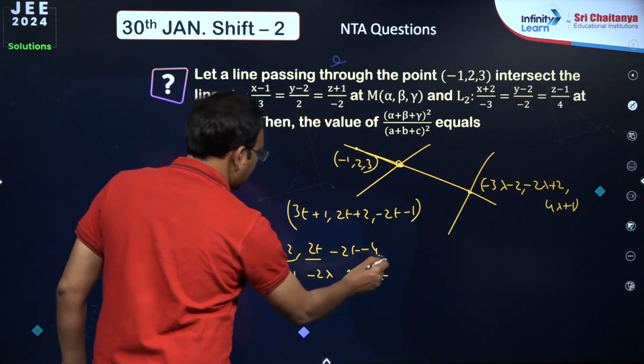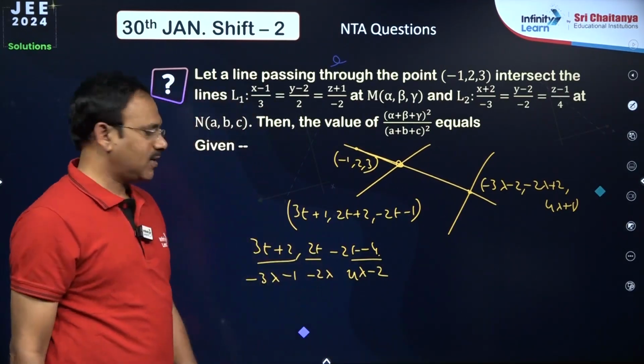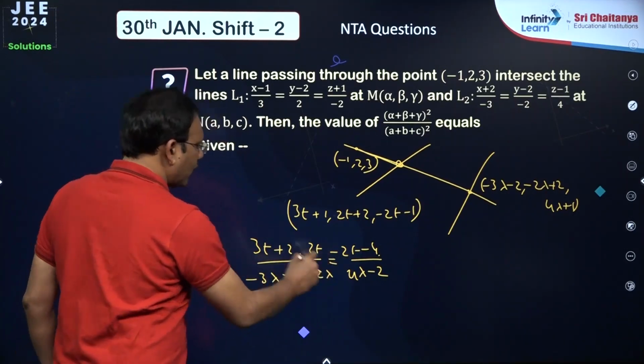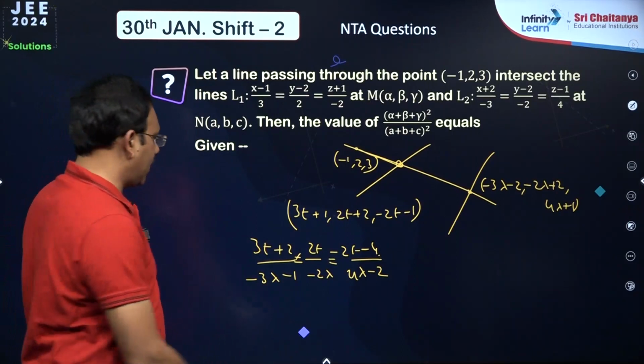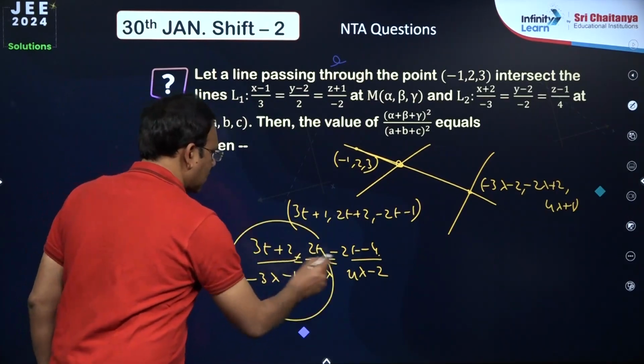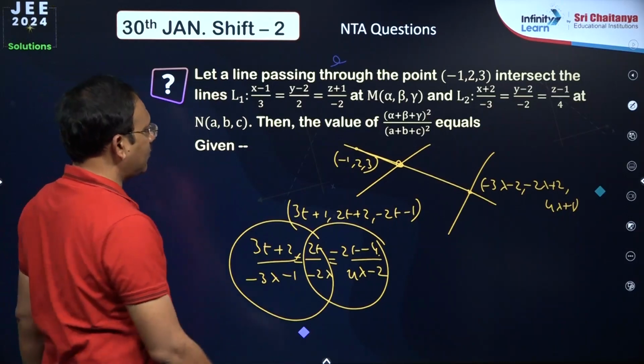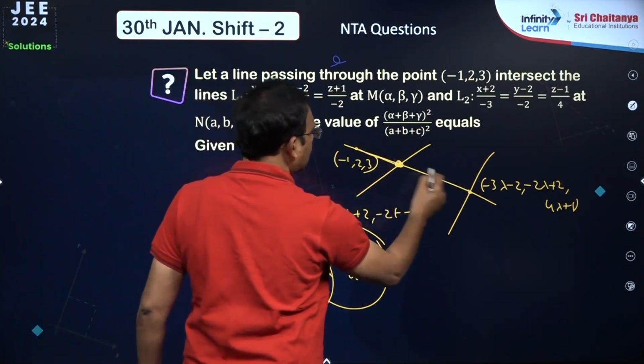These three must be in proportion, my dear friends, because it is the same line. So you just equate these two, and from this you will get the lambda value and t value. If you equate these two, one relation; if you equate these two, you will get another relation. You can find the lambda value and t value, so that you can substitute here.